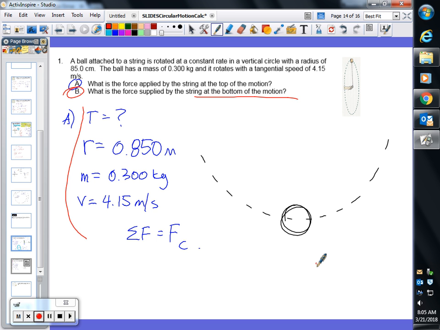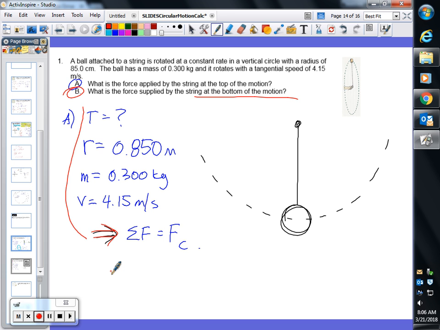Part B, we started now talking about the bottom of the motion. So now this ball has come down full circle. Here's the string, which is still attached at that point right there, being held onto by my hand, and now the ball is all the way down at the bottom. This still has to be true, that the net force acting on the ball has to be equal to the centripetal force.